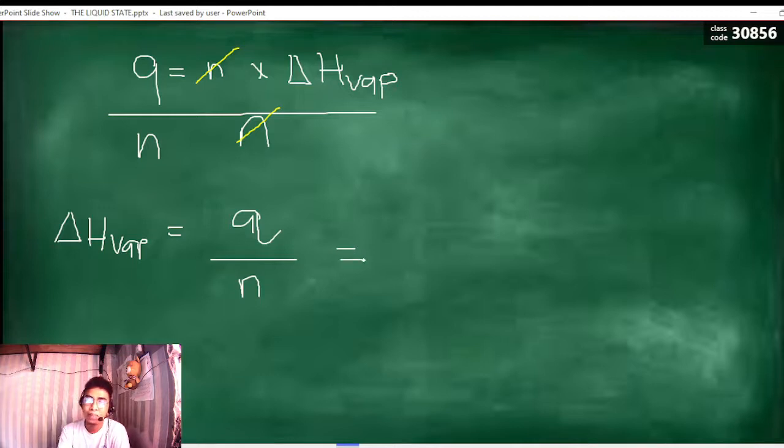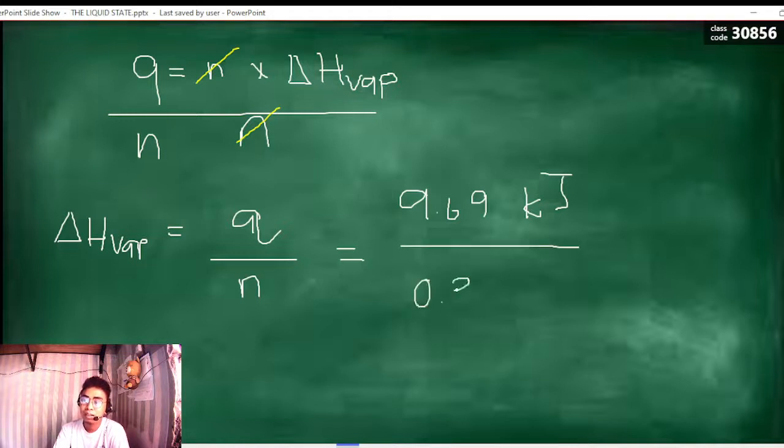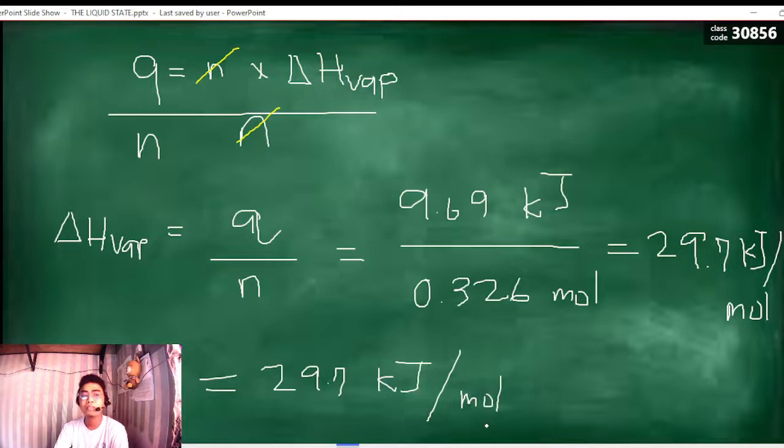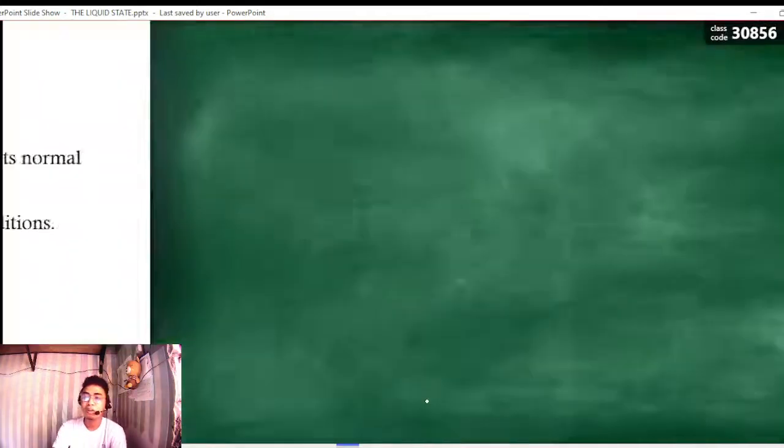Let's substitute the value of the amount of absorbed heat. So we have 9.69 kilojoule over 0.326 mole. Divide and you will get 29.7 kilojoule per 1 mole. Let me repeat, I'll write it here: 29.7 kilojoule per 1 mole. So that is the correct answer in our first example. I hope you are following me.